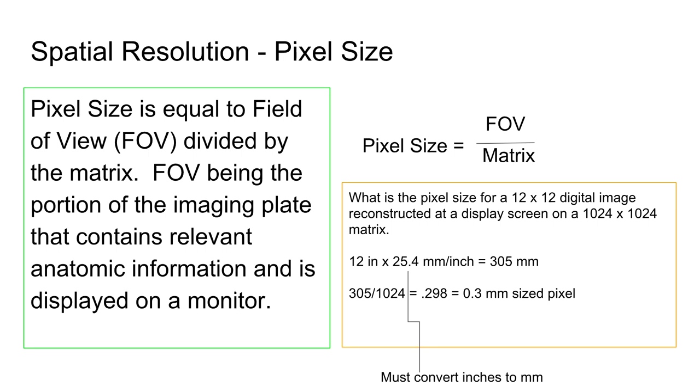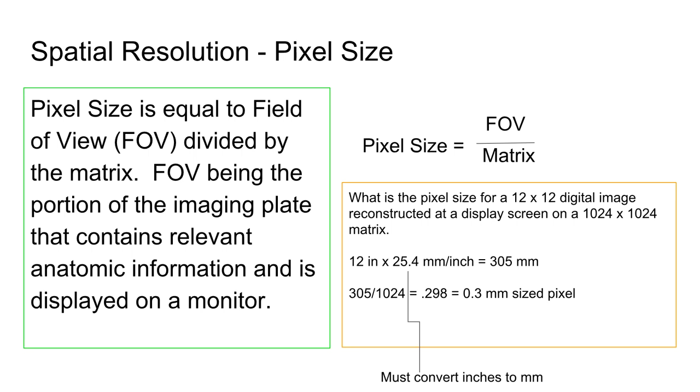If you had a 12 by 12 inch digital image at a display screen, the field of view is 12 and the matrix size is 1024. Now, if we wanted to figure out how many pixels, we would multiply those two together, which we said earlier. But if you want to find out how big each individual pixel is, the formula is field of view divided by matrix. First, though, we have to take those 12 inches and convert it to millimeters. The conversion from inches to millimeters is 25.4. So there are 25.4 millimeters in each inch.